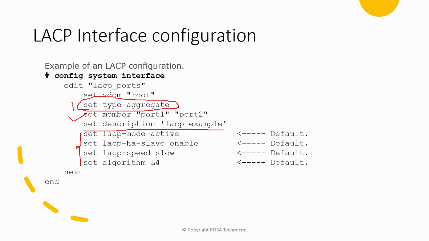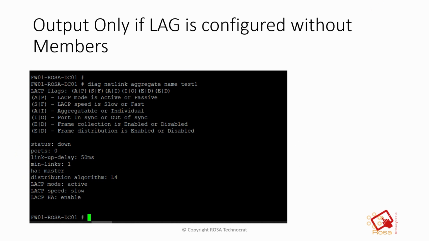I will explain what all these different speed and algorithm and slave means. Okay, let's go. So when you are troubleshooting, let's say you have already created an aggregate interface and now you started troubleshooting.